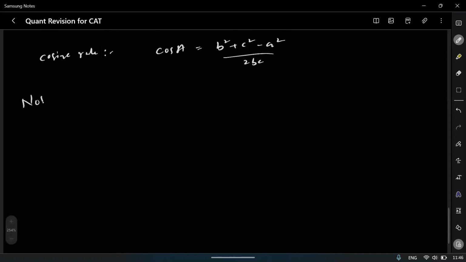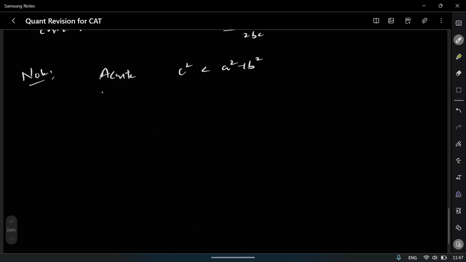And next, there is a note point here. For a triangle to be acute, it has to follow this condition: c square is less than a square plus b square, where c is the greatest side. For it to be obtuse, the reverse: c square is greater than a square plus b square. If it's a right angle, c square equals a square plus b square. In all these three cases, c is the biggest side.